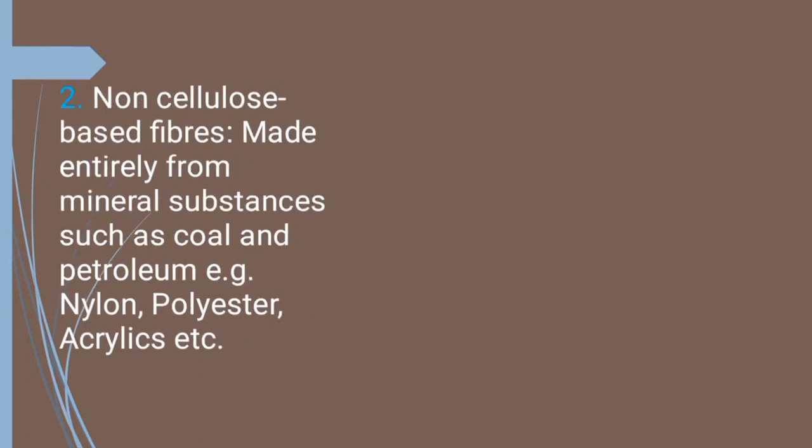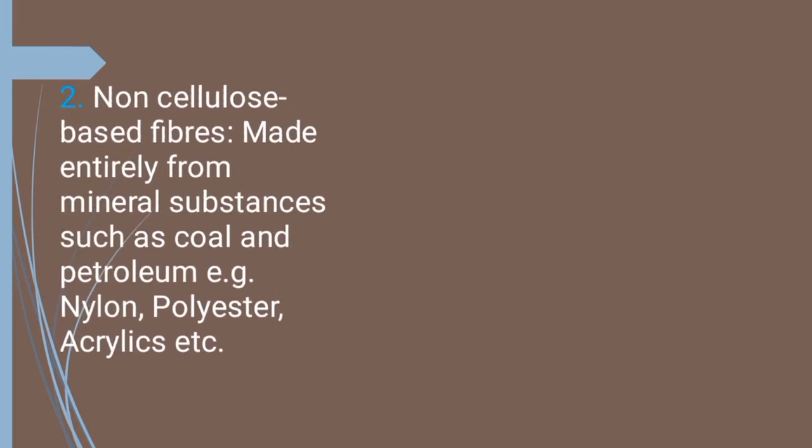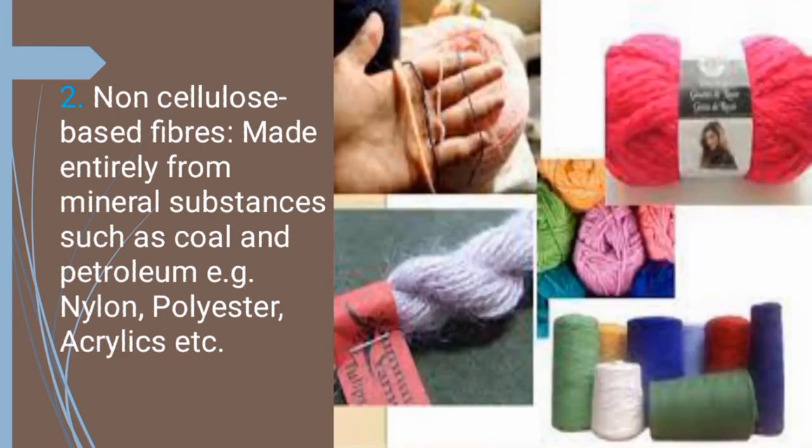Second one, non-cellulose-based fiber. Non-cellulose-based fibers are made from mineral substances such as coal and petroleum. So unlike the cellulose-based fibers that are made from cellulose, non-cellulose-based fibers are made from a mineral substance such as coal, or you can say petroleum. Examples are polyester, nylon, and acrylic. So this is an image of the non-cellulose-based fibers. These are different yarns made from non-cellulose-based fibers.